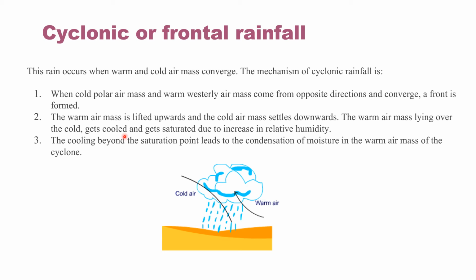And this will increase the relative humidity. The cooling beyond the saturation point leads to the condensation of moisture in the warm air mass of the cyclone. So when the hot and cold air are mixed together, the cold takes the downward area and the hot air takes the upward portion. But because the warm air is coming in contact with the cold air, what happens? The warm air starts getting cold. And because of this, condensation will happen and the rain will be formed. So this type of rainfall is called cyclonic rainfall.